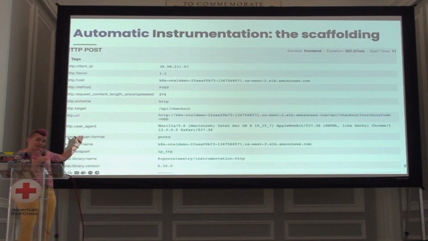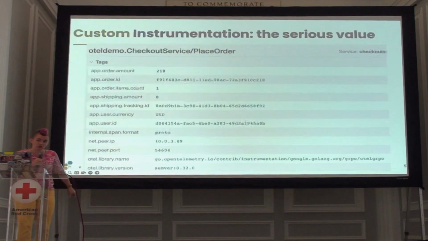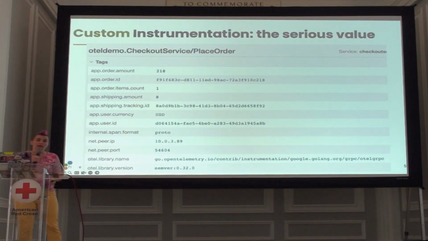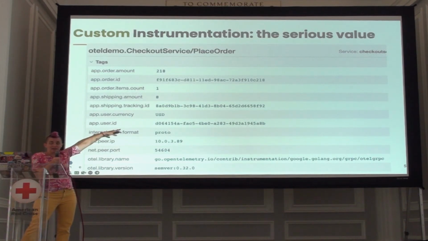So automatic instrumentation gives you the scaffolding, it gives you the structure, but then a little bit of custom instrumentation, and this does involve actual code because it's specific to your app, goes a long way. So in the demo app, they've added things like shipping tracking ID. Oh, that's useful.